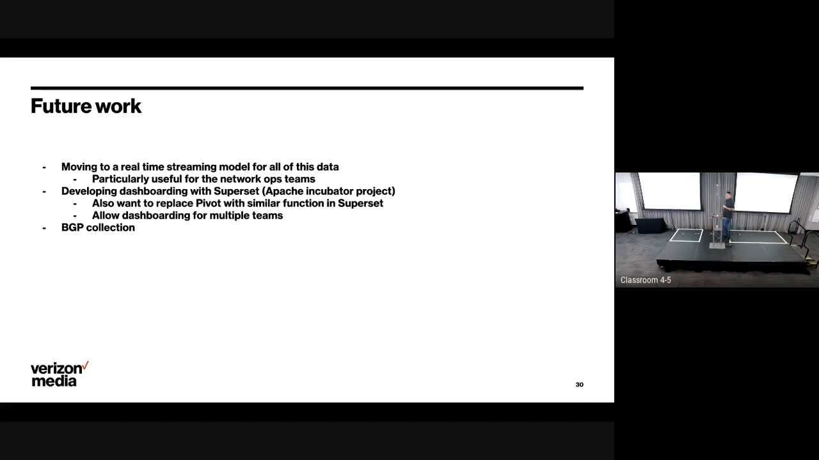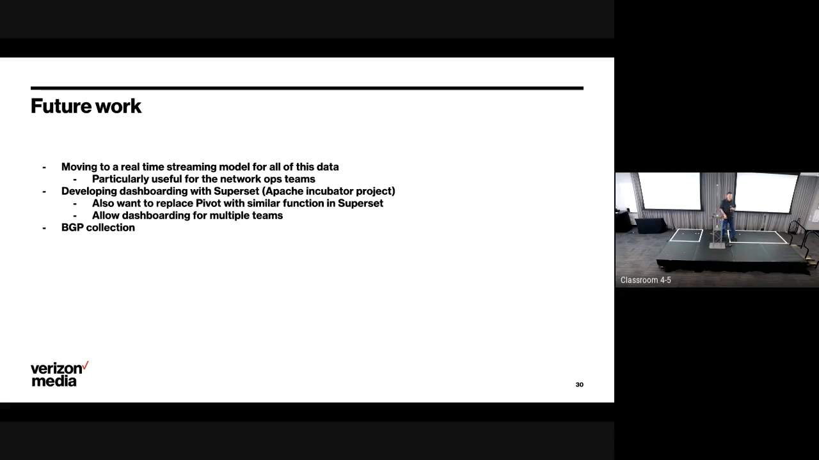Another thing, we were developing a lot of dashboarding. We looked at something called Superset. Superset is an Apache incubator project, and we're starting to work on developing some of the dashboarding on top of that. We looked at similar things with Grafana and some other tools, but Superset seemed to be the best fit for what we wanted to do. We also want to replace Pivot with similar functionality in Superset, so we're looking at getting somebody in to write that.